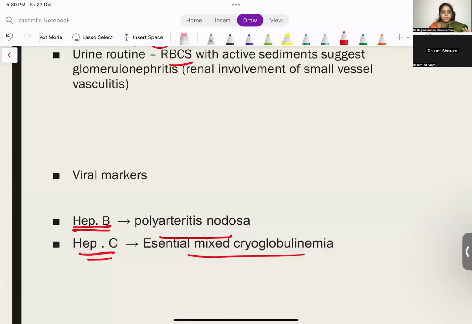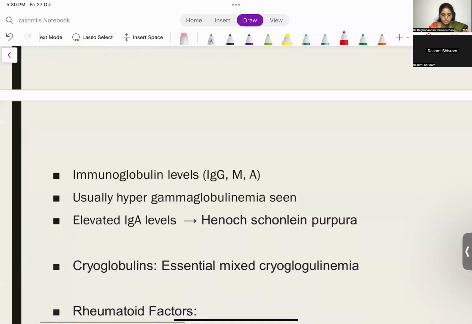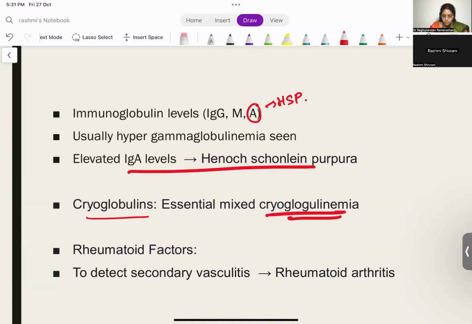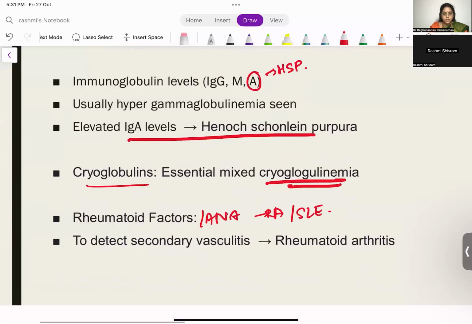So viral markers: hepatitis B, polyarteritis nodosa; hepatitis C, essential mixed cryoglobulinemia. Apart from this, what do we see? Immunoglobulin levels. IgA we saw in HSP and IgA vasculitis. Hypergammaglobulinemia is a secondary cause, multiple myeloma. It can cause vasculitis. Elevated IgA levels, in Henoch-Schonlein purpura. Cryoglobulins, measurement of cryoglobulins, in cryoglobulinemia. Then rheumatoid factor or ANA, which you can see in rheumatoid arthritis or SLE. You need to rule out the secondary causes.